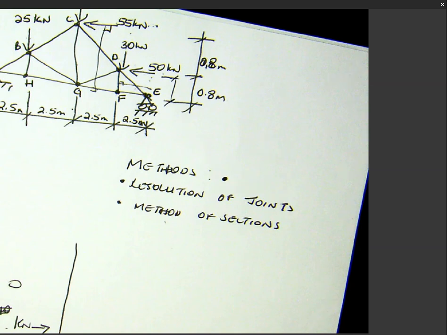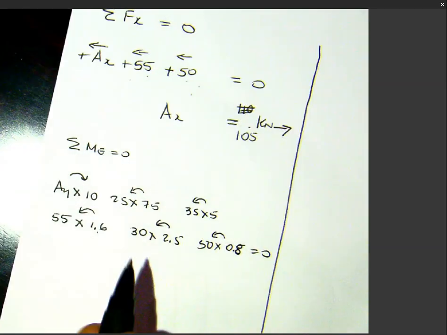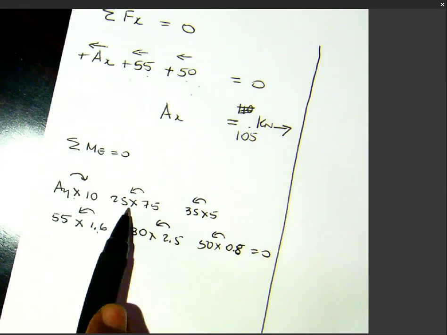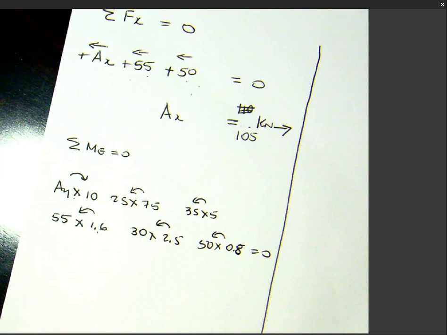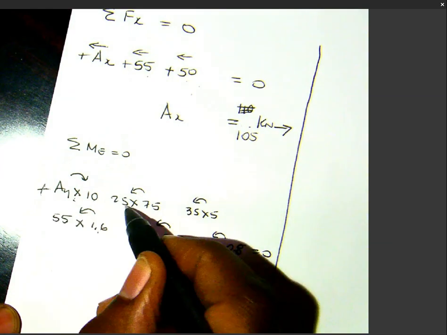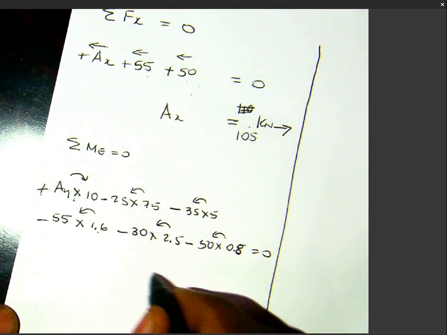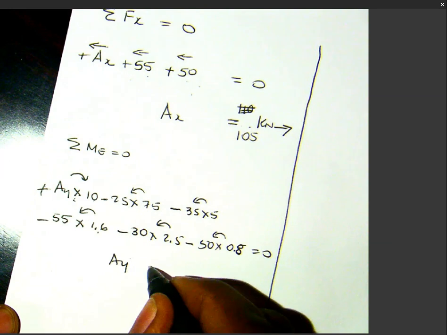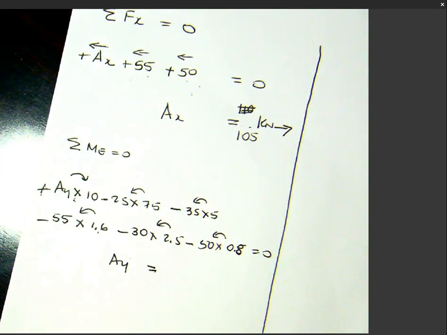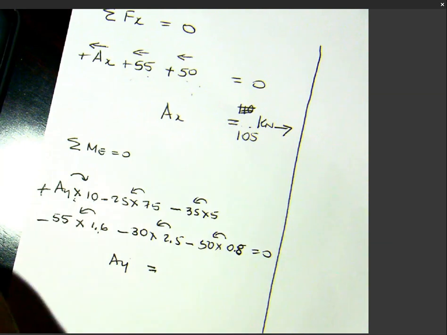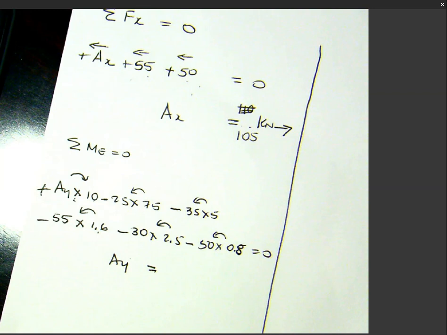There you go. AY times 10. That times that times. Then apply the sign convention. Apply your sign convention, whatever signs that you like. If you're saying this is positive, obviously this must be negative, this must be negative, this must be negative, negative, negative. Then you solve for AY, which is equal to, I don't know the answer. I can quickly do it on my calculator.